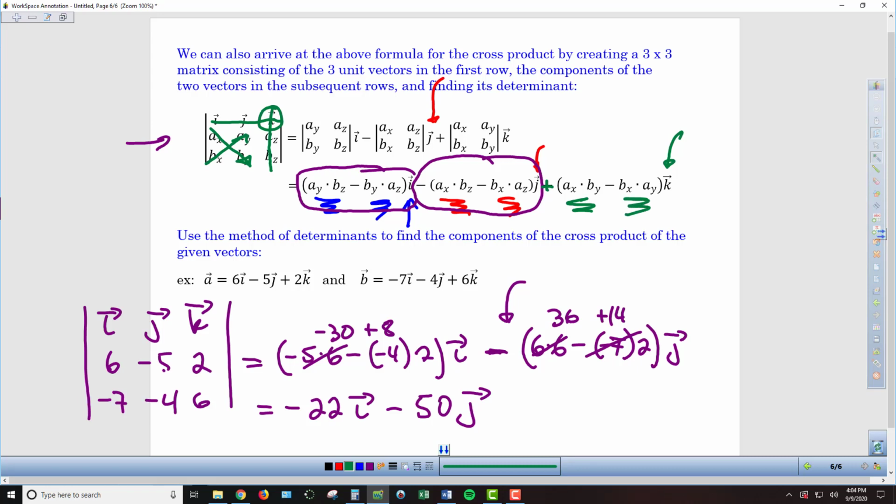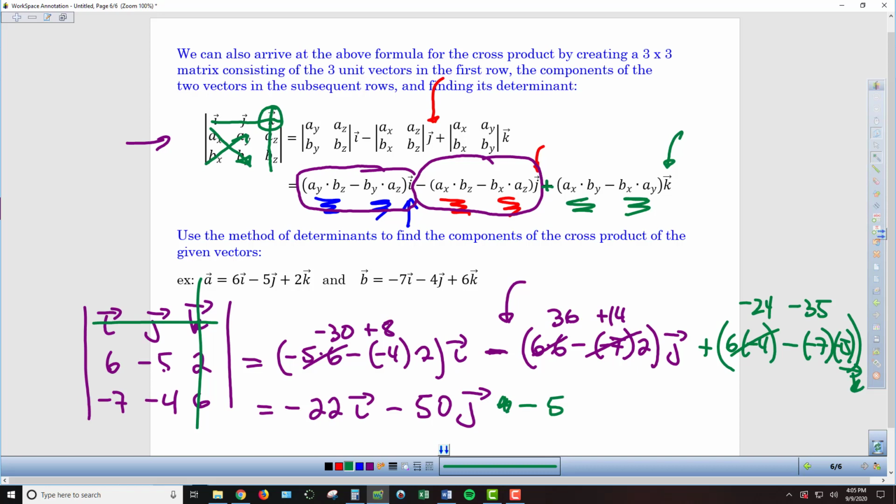Then I'll go ahead and cross it off because we don't need to see it anymore. I'm going to have plus 6 times negative 4, minus negative 7 times negative 5. And then again, that's times K. So we're going to have a negative 24, minus, minus negative 35 once more, so minus 35. If we combine those, we're going to end up with minus 59K. So this is the exact same result we got at the tail end of the last video.